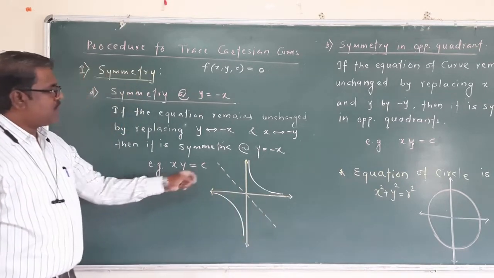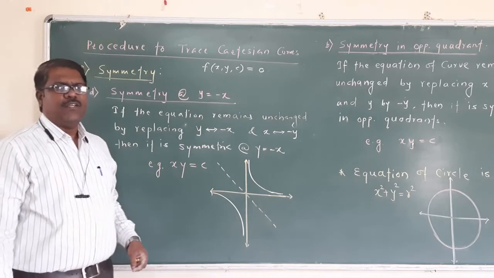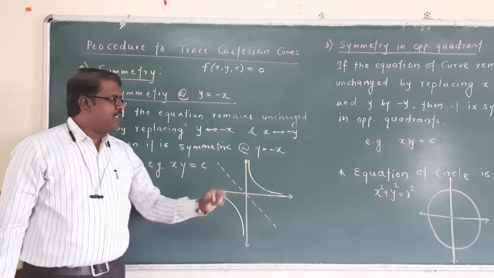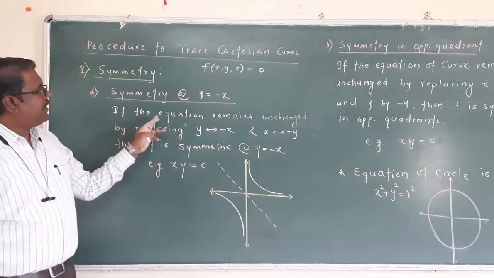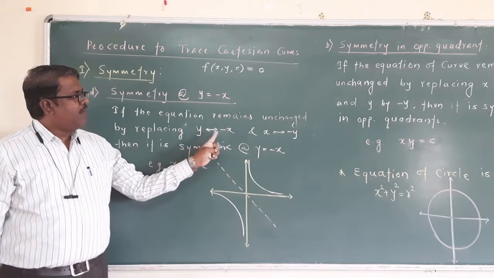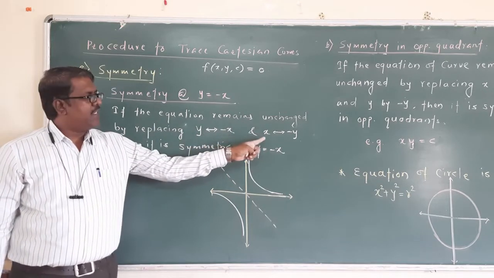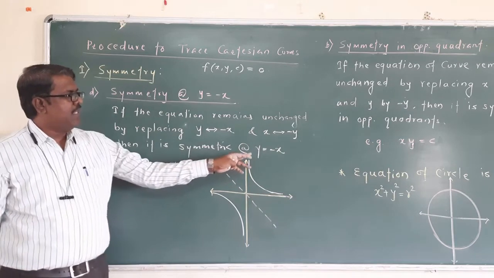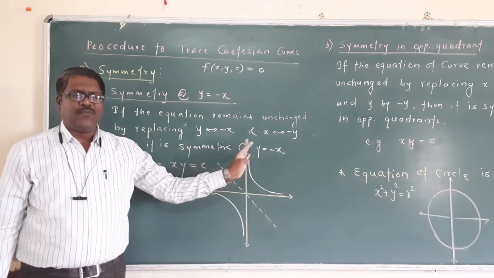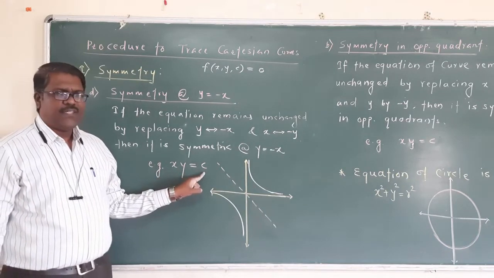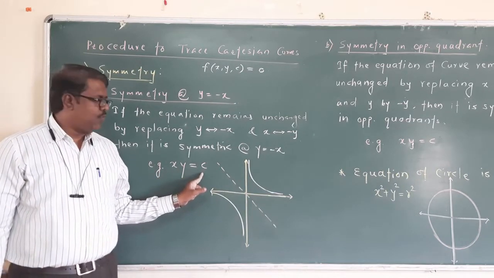So how are we going to check whether the given curve is symmetric about the line y equal to minus x? The condition is, if the equation remains unchanged by replacing y by minus x and x by minus y, then it is symmetric about the line y equal to minus x. For example, suppose xy is equal to c.